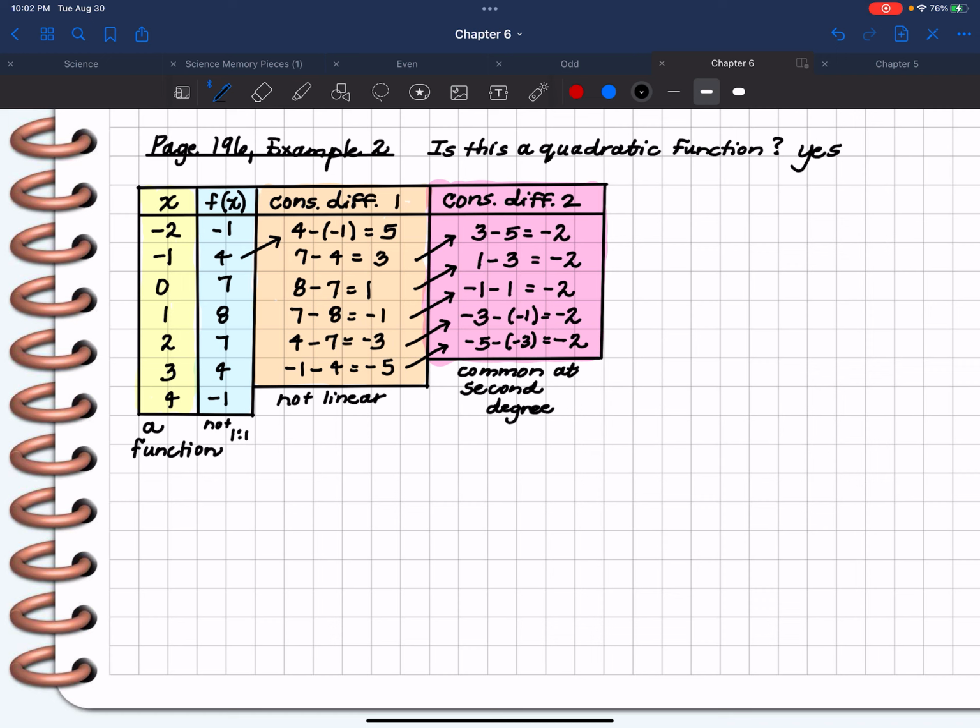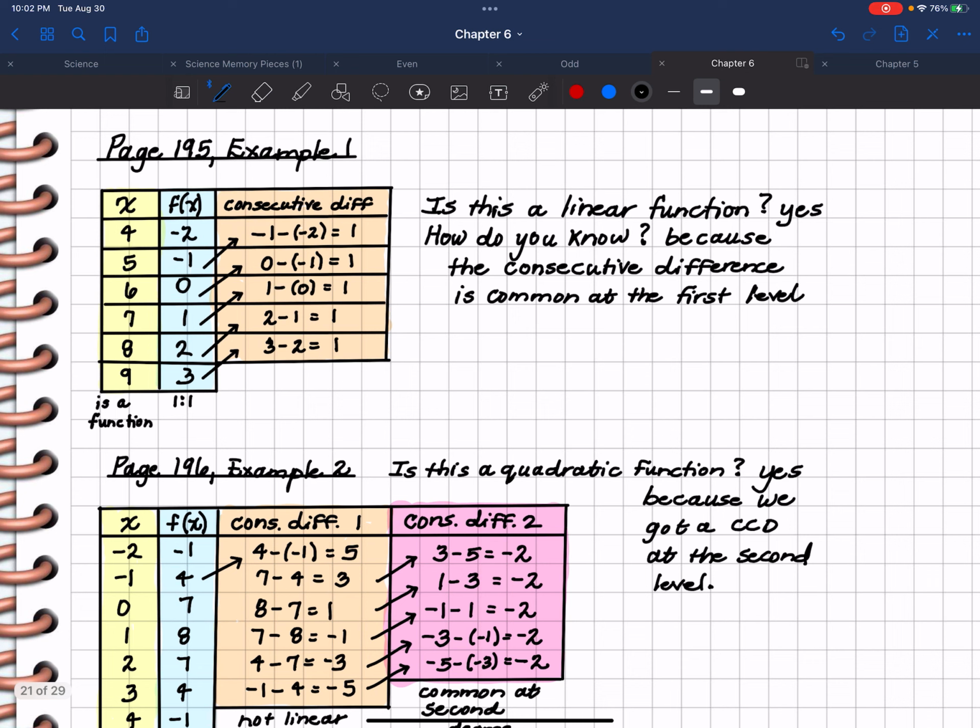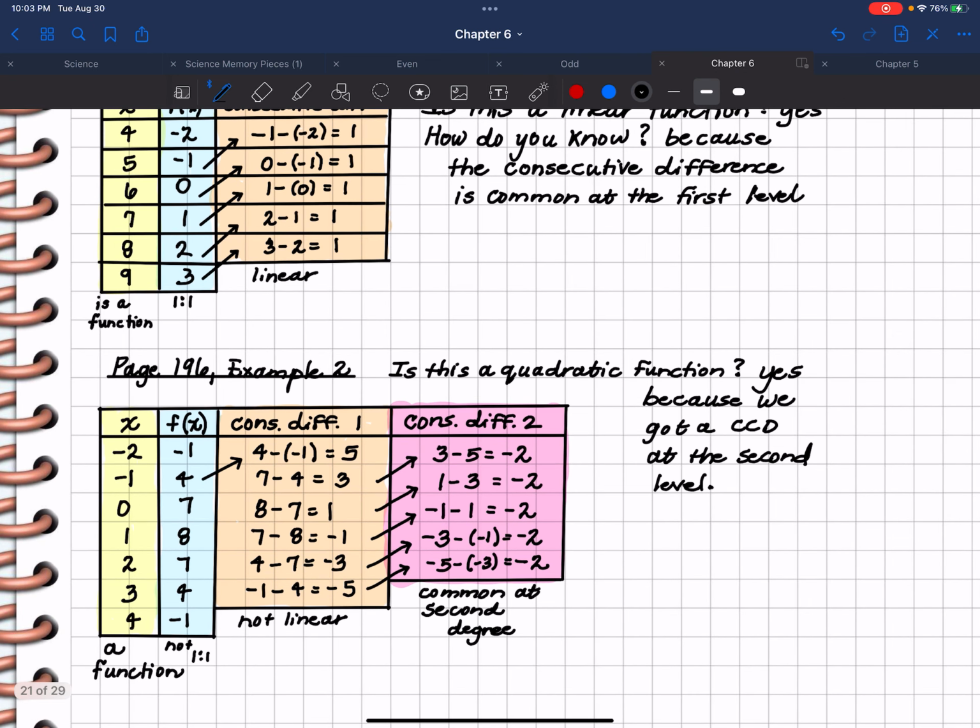So yes, this is a quadratic function because we get a common consecutive difference at the second level. Up here, we got it at the first level. So we know that this is a linear function. Quadratics are common at the second degree or second level.